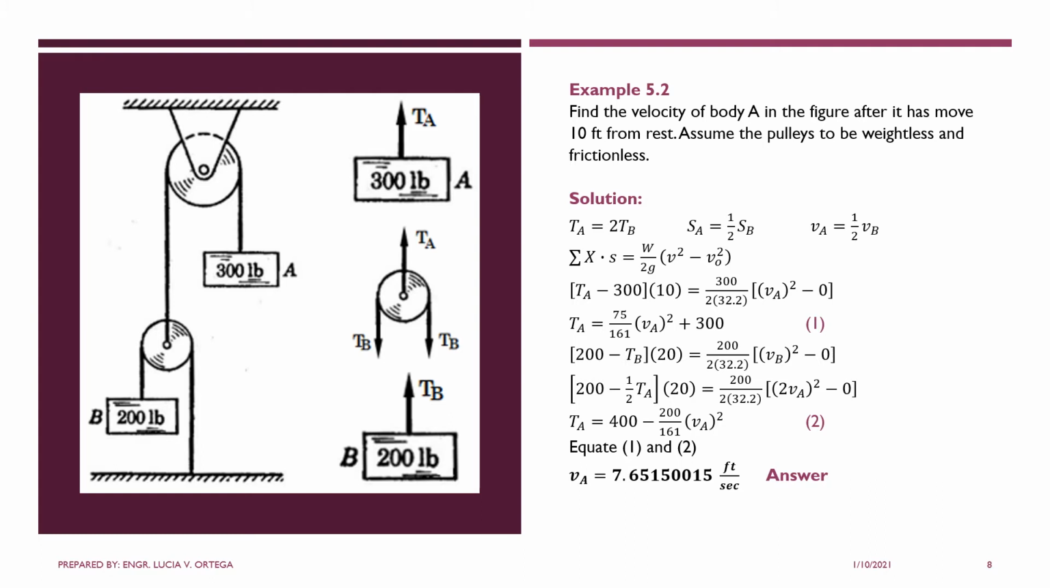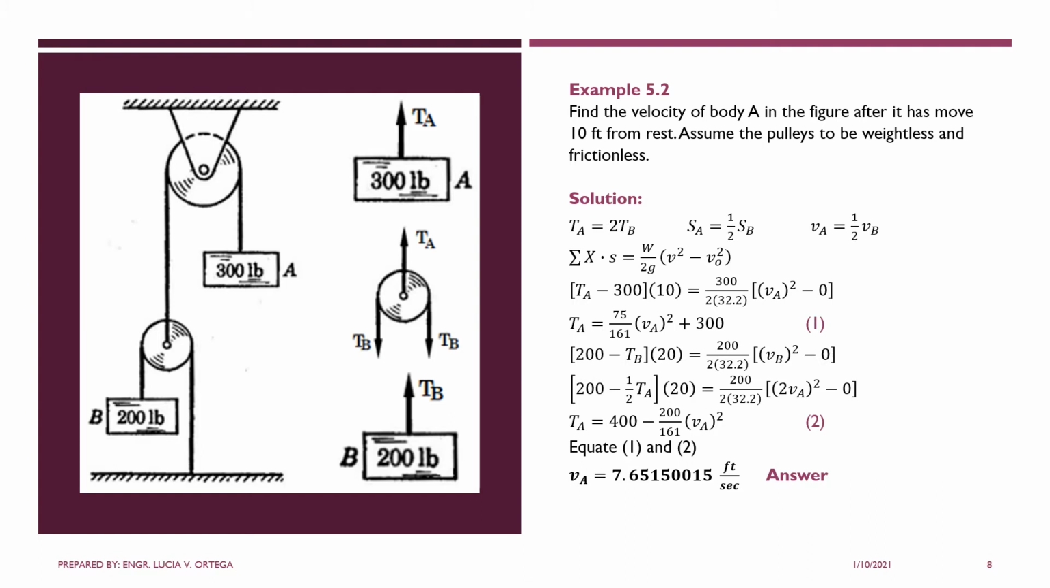Now we have here the work energy equation, so let's apply this to each of the blocks. First, block A. T sub A minus the weight. The weight is against the motion, the motion is upward. T sub A minus 300 times 10, that is the distance traveled by block A, is equal to 300 over 2G times v sub A squared minus 0. Simplifying, we have equation 1.